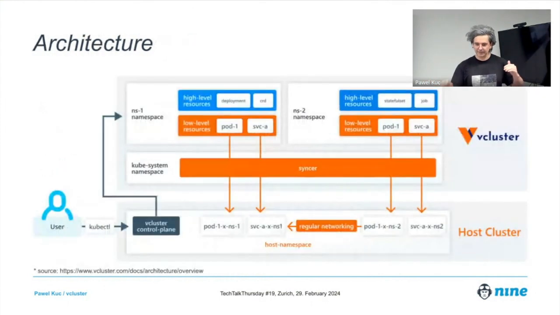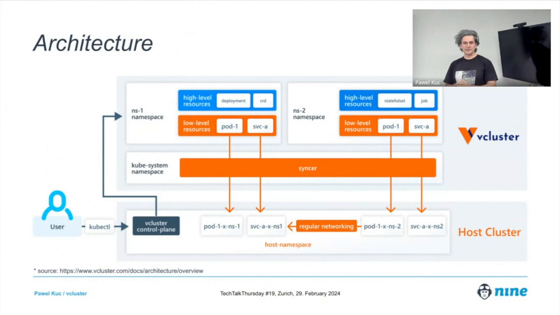So after this introduction, just a quick visual representation of it. We have the host cluster at the bottom and vCluster at the top. And you see that on the vCluster we can create namespaces, namespace 1 and 2, and we can have some pods and services inside vCluster, and that's our virtual cluster.